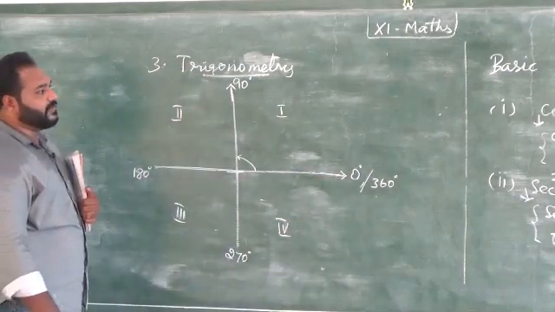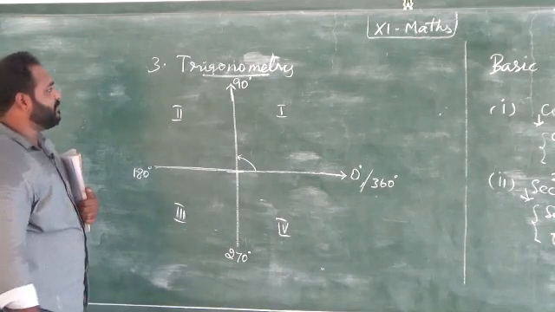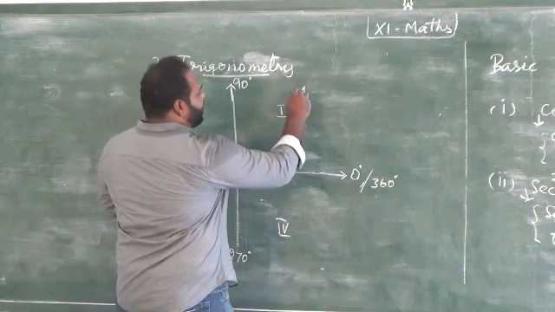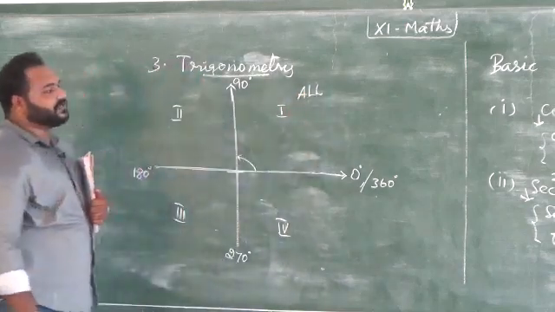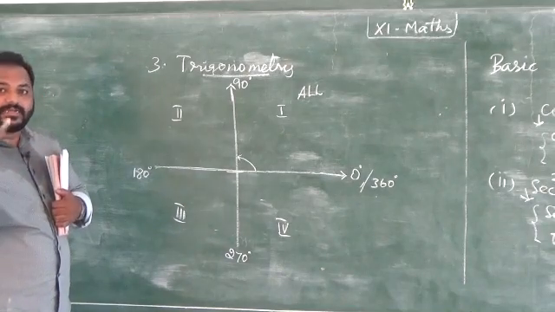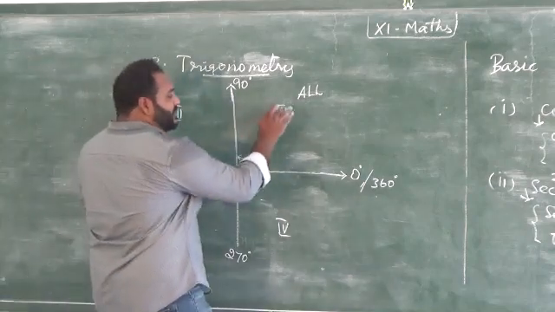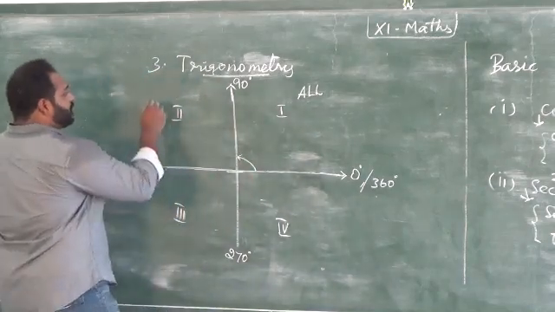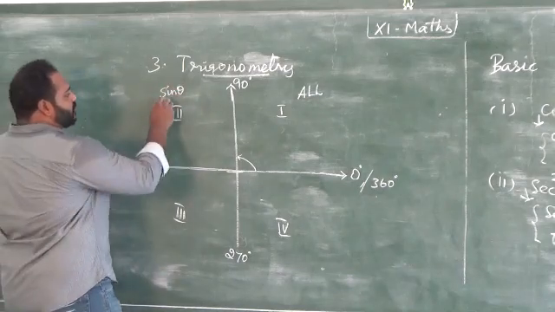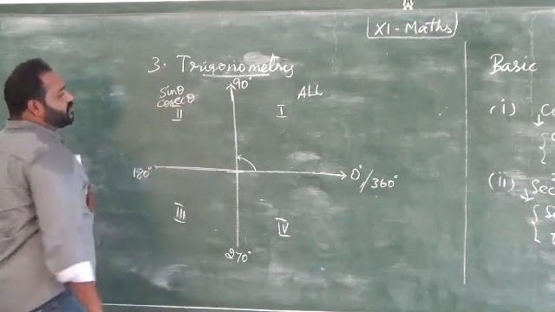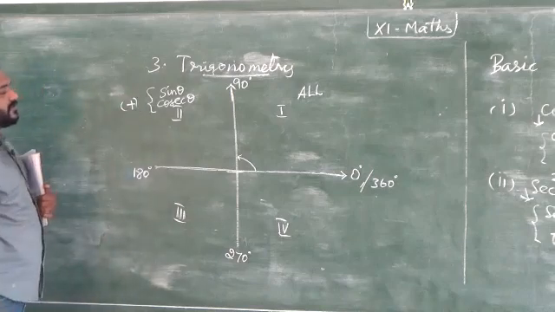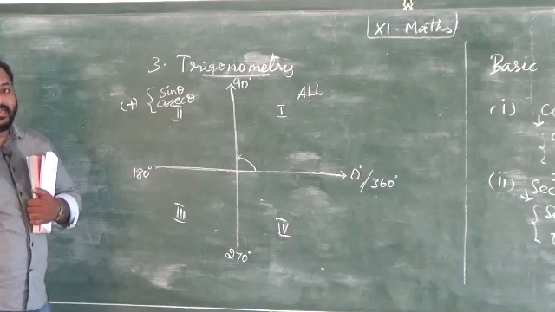Here I told you we have 6 ratios. The 6 ratios will be positive or negative in different quadrants. In the first quadrant all 6 ratios will be positive: sine, cos, tan, cosecant, secant, cot. In the second quadrant only sine theta and its reciprocal cosecant theta will be positive. Only these two ratios will be positive, and the other ratios will be negative.